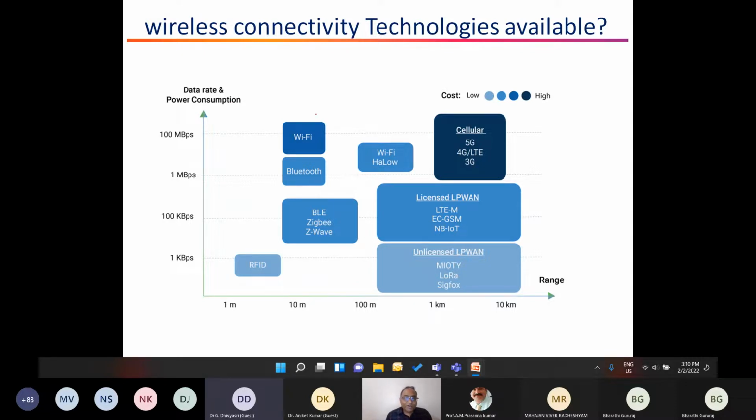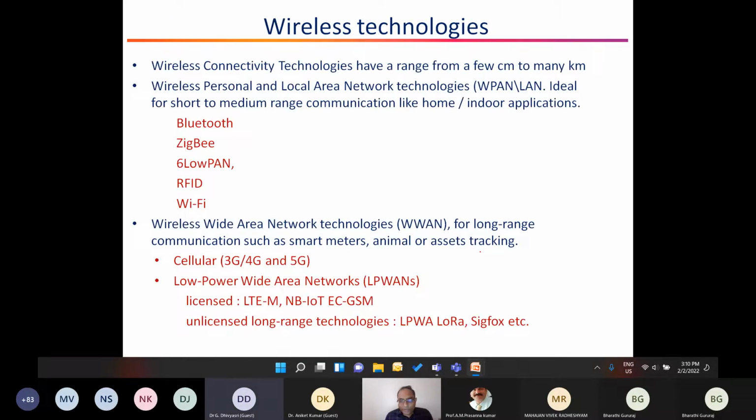I have listed a few of the standard protocols available: Wi-Fi, Bluetooth, Zigbee, Z-Wave, RFID. Then there is licensed LPWAN and unlicensed LPWAN, LoRa, Sigfox. These days, LoRa and Sigfox are gaining a lot of momentum as far as long distance communications are concerned. Of course, cellular technology is always there: 3G, 4G, and 5G. With 5G coming into the picture, so many things are going to change as far as connectivity technologies are concerned.